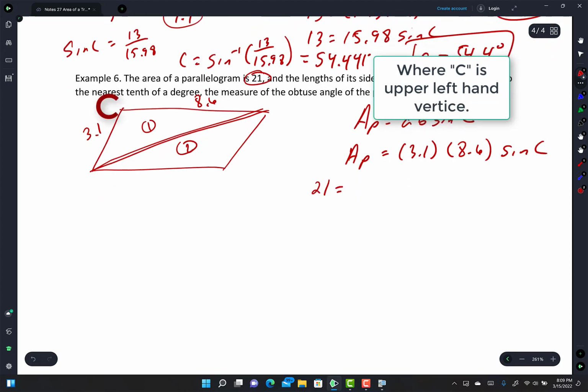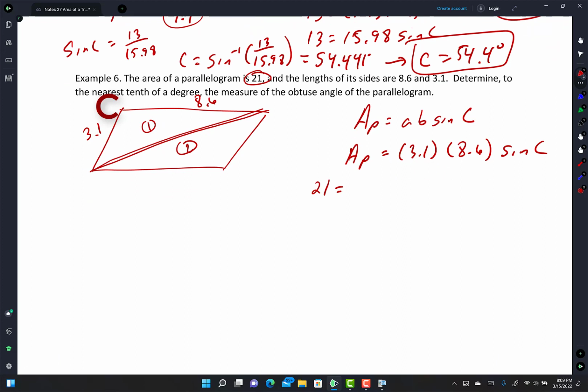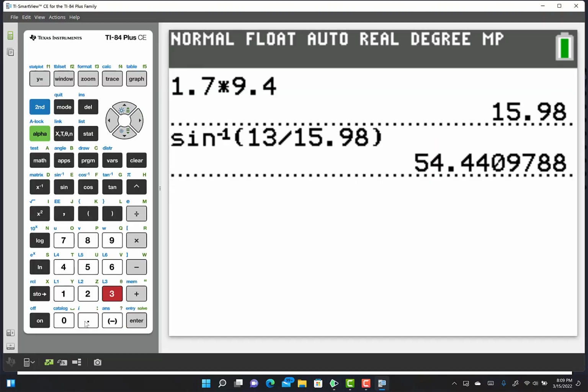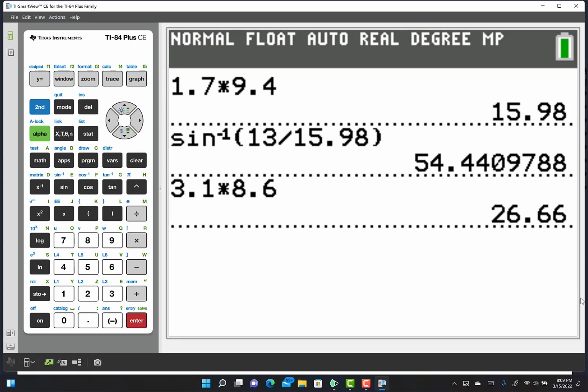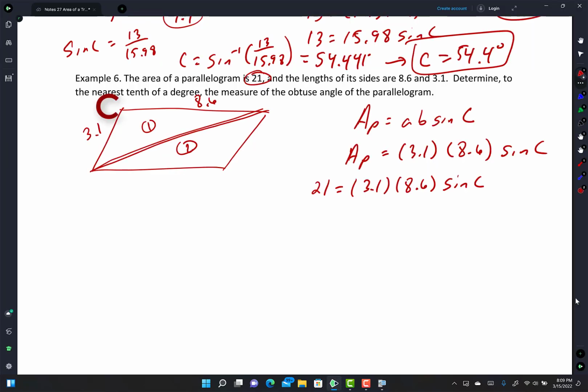So I'm going to write 21 equals, and I guess I could have written it as line number 2, but oh well, no big deal. 3.1, 8.6 sine C. So let's do what 3.1 times 8.6 is. Enter. 26.66. Ooh, I don't know, I'm not feeling that number, guys.